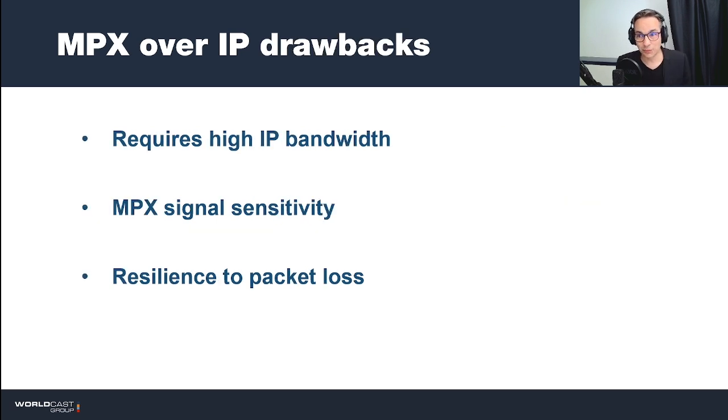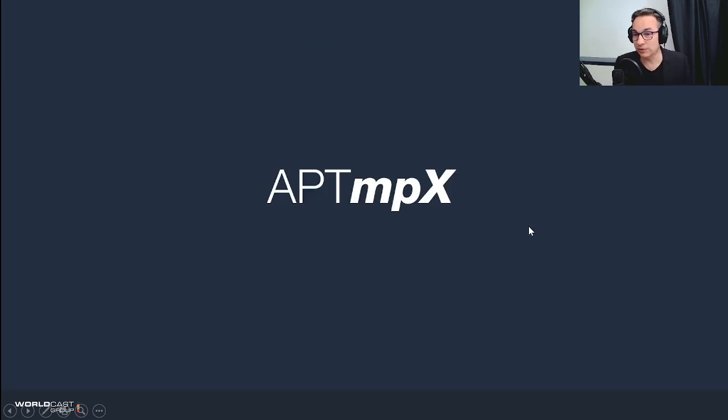A few drawbacks, or challenges at least, that we will need to figure out. The MPX signal needs high IP bandwidth compared to audio. The MPX signal is more sensitive than audio to compression when we transport it. And we need to figure out the resilience to packet loss. Losing a packet of audio is an issue. Losing a packet of MPX signal can be more tricky. So we need to face these challenges. To do that, we will use APT-MPX.